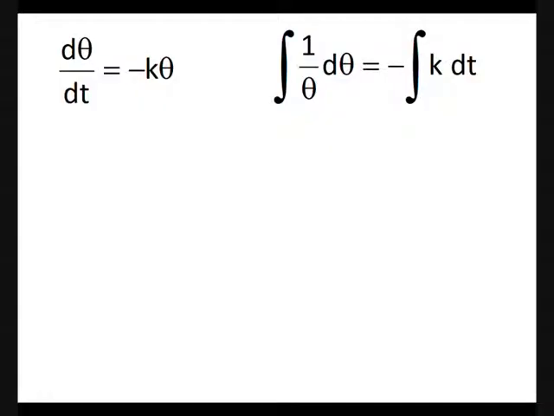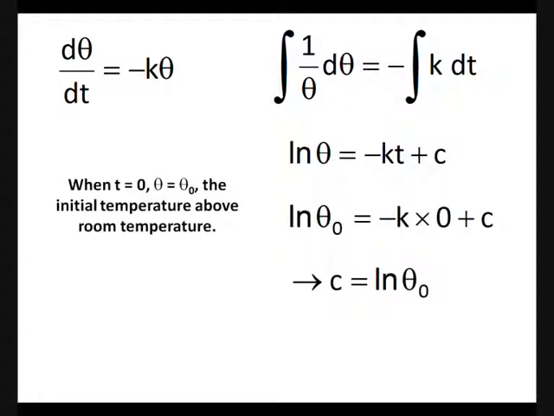So our differential equation, the integral of 1 over theta d theta equals minus the integral of k dt, getting all the thetas on the left and all the t's on the right. When we integrate we get ln theta on the left equals minus kt plus c, where c is our constant of integration. The original conditions, when t is 0, theta is theta 0, which is the notation I'm using for the initial temperature above room temperature.